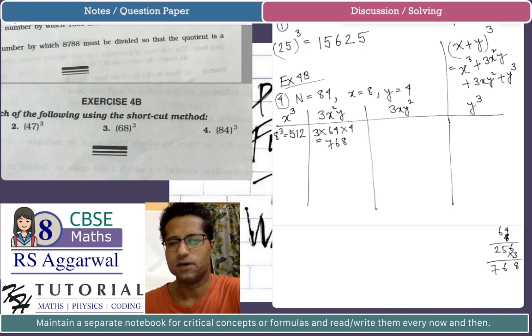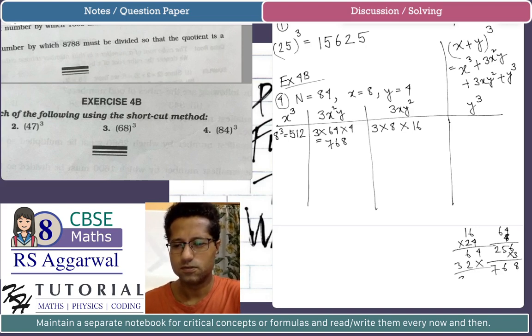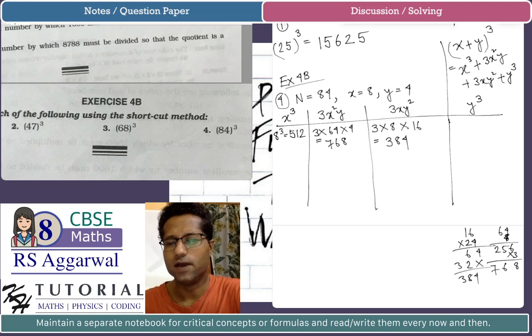Now 3xy square. 3, what is x? 8, and what is y square? Y is 4, so y square is 16. So we have to find 16 multiplied by 24. That is 384. And y cube is 4 cube, that is 64.